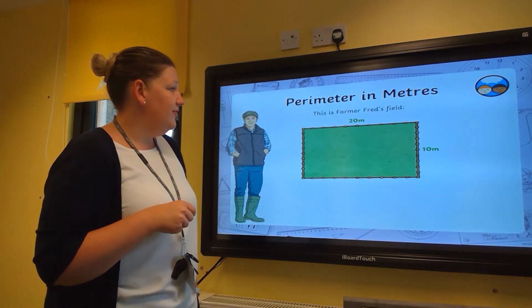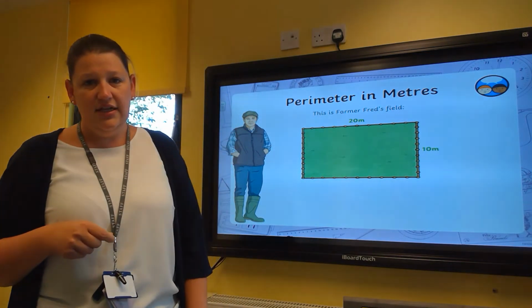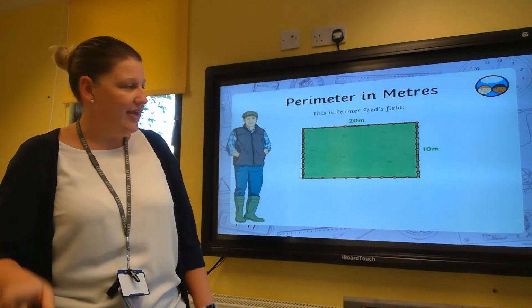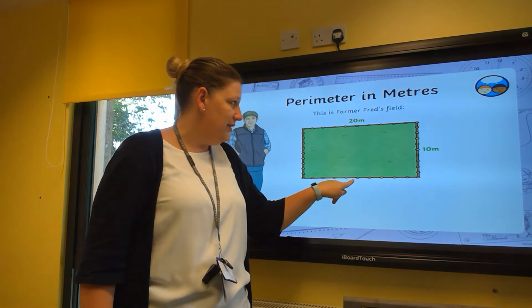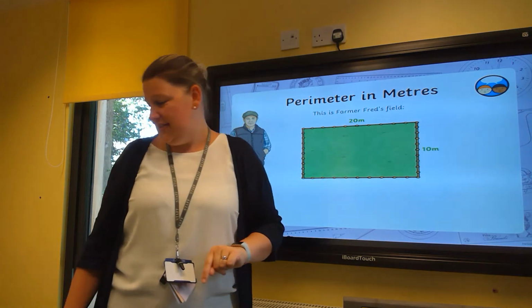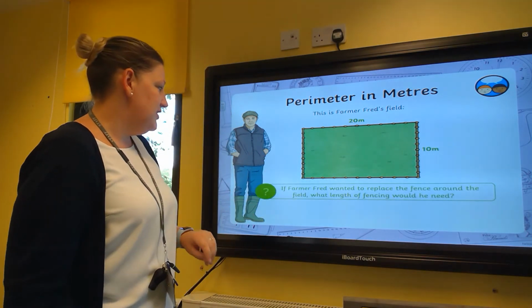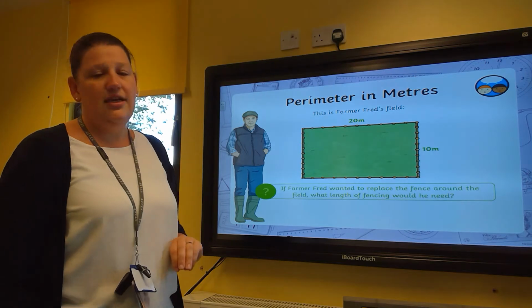So this is Farmer Fred's field. He has one side that's 20 metres and one side that's 10 metres. So straight away I'm thinking, right, my rectangle, I know that this must be 20 metres because these two are the same, and this one is 10 metres because these two are the same, okay? So if Farmer Fred wanted to replace the fence around the field, what length of fencing would he need?